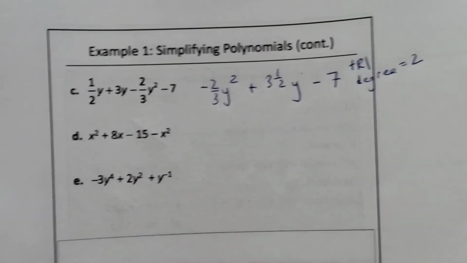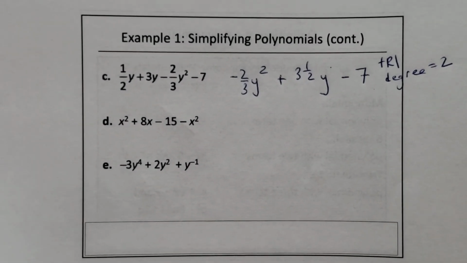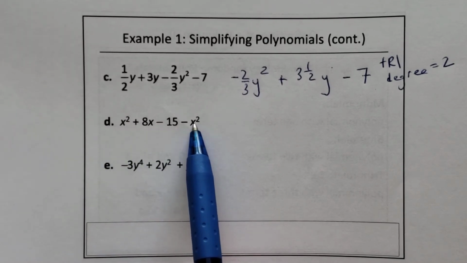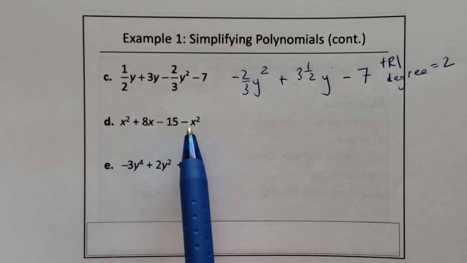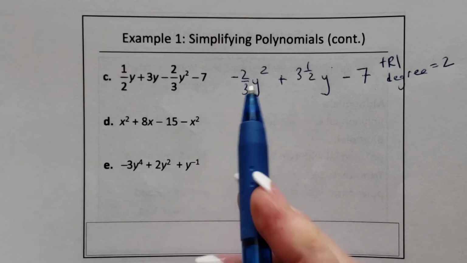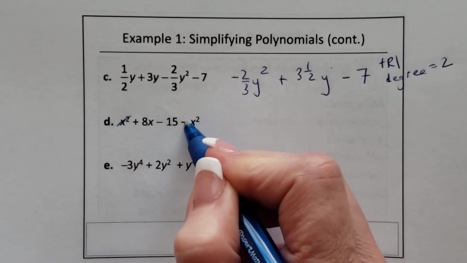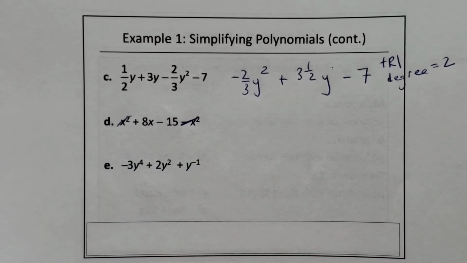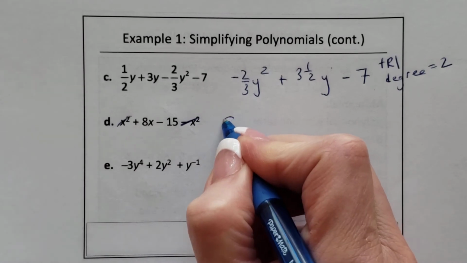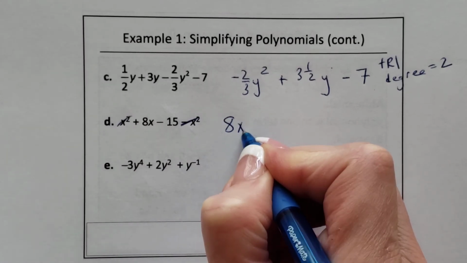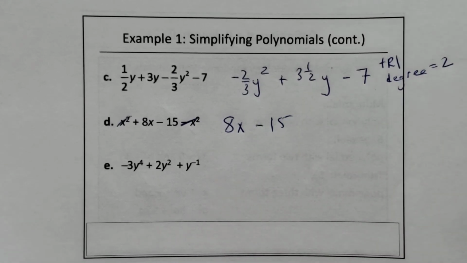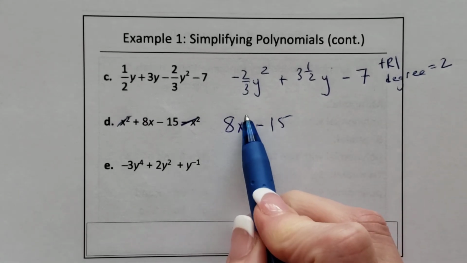All right, letter D, we're going to combine our like terms. So x squared and negative x squared. So 1 plus negative 1. Basically, these two cancel themselves out because x squared minus x squared is 0. 1 minus 1 is nothing. So all we have left is 8x minus 15. So we put those in descending order because this exponent is a 1.